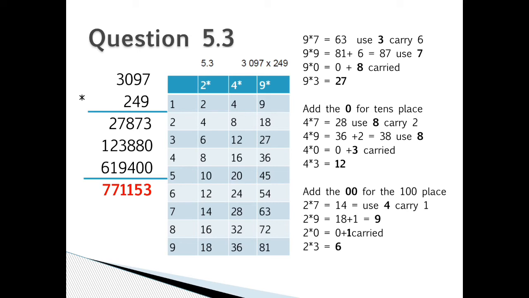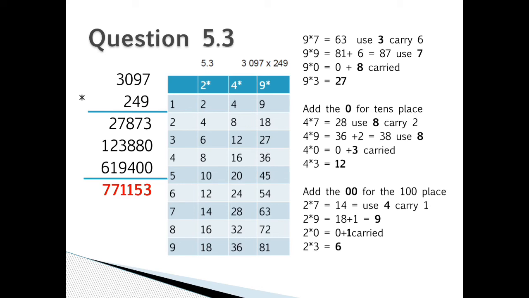Your 4 times table. 4 times 1 is 4, 4 times 2 is 8, 4 times 3 is 12, 4 times 4 is 16, 4 times 5 is 20, 4 times 6 is 24, 4 times 7 is 28, 4 times 8 is 32, 4 times 9 is 36. Your 9 times table. 9 times 1 is 9, 9 times 2 is 18, 9 times 3 is 27, 9 times 4 is 36, 9 times 5 is 45, 9 times 6 is 54, 9 times 7 is 63, 9 times 8 is 72, 9 times 9 is 81.